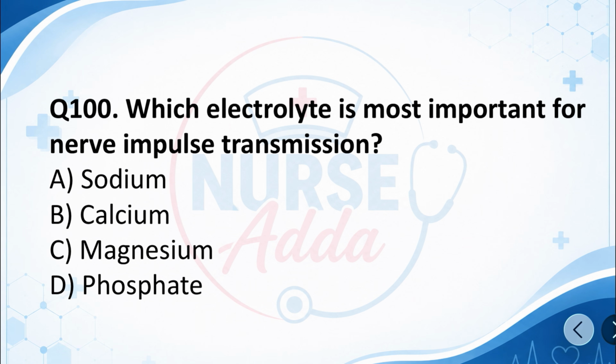Next question, which electrolyte is most important for nerve impulse transmission? The right answer is option A, sodium.